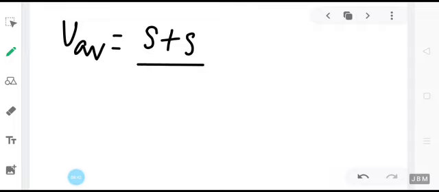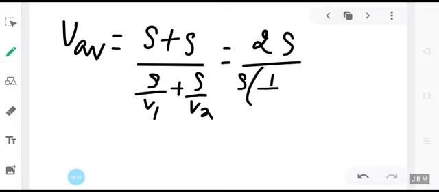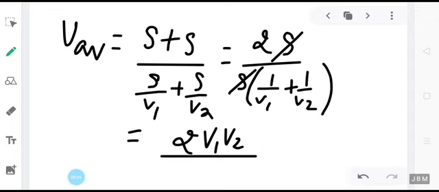The time will be given by s by v1 plus s by v2. So that will give us, on solving, 2s divided by, you take out s as common, 1 by v1 plus 1 by v2. You can cancel out s. So ultimately you get average speed as 2 v1 v2 divided by v1 plus v2.